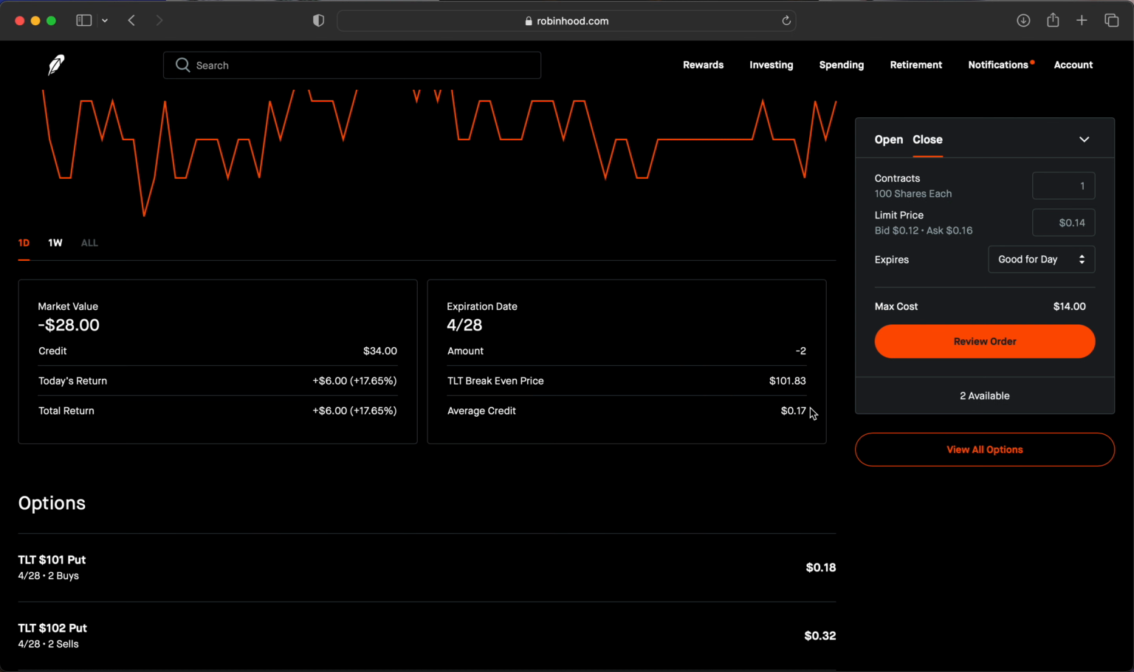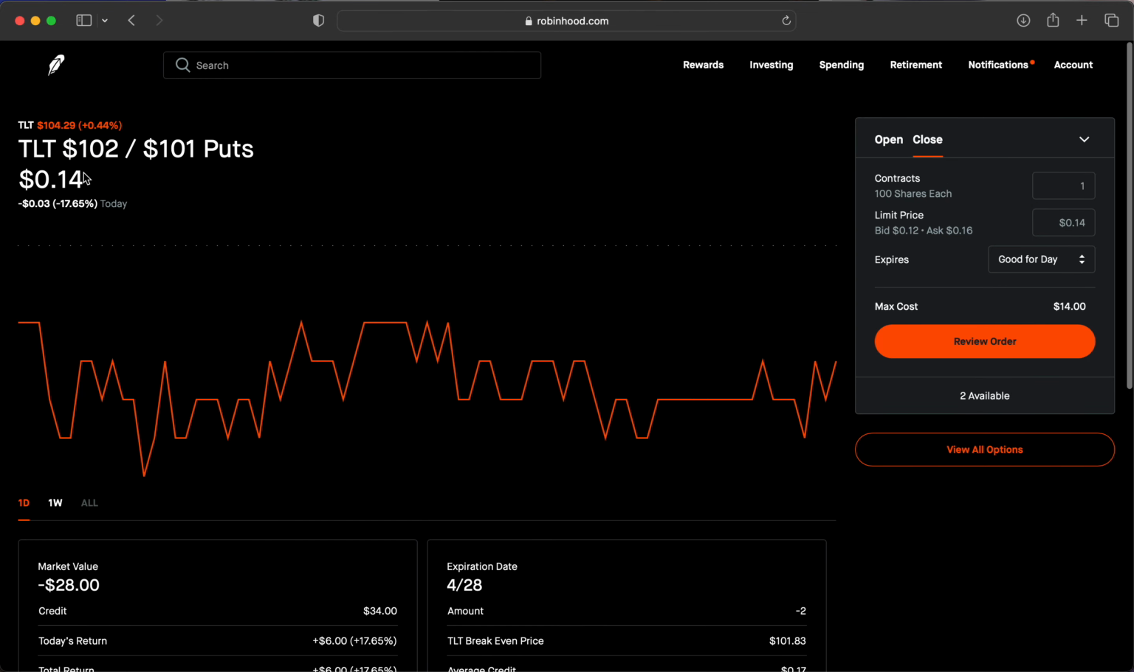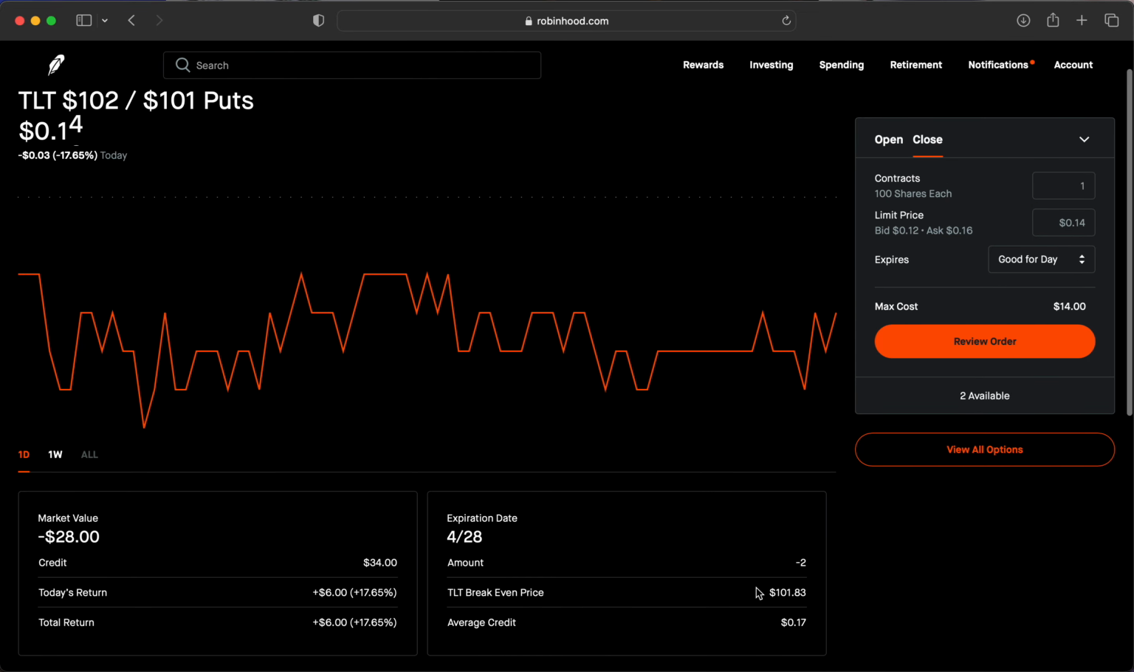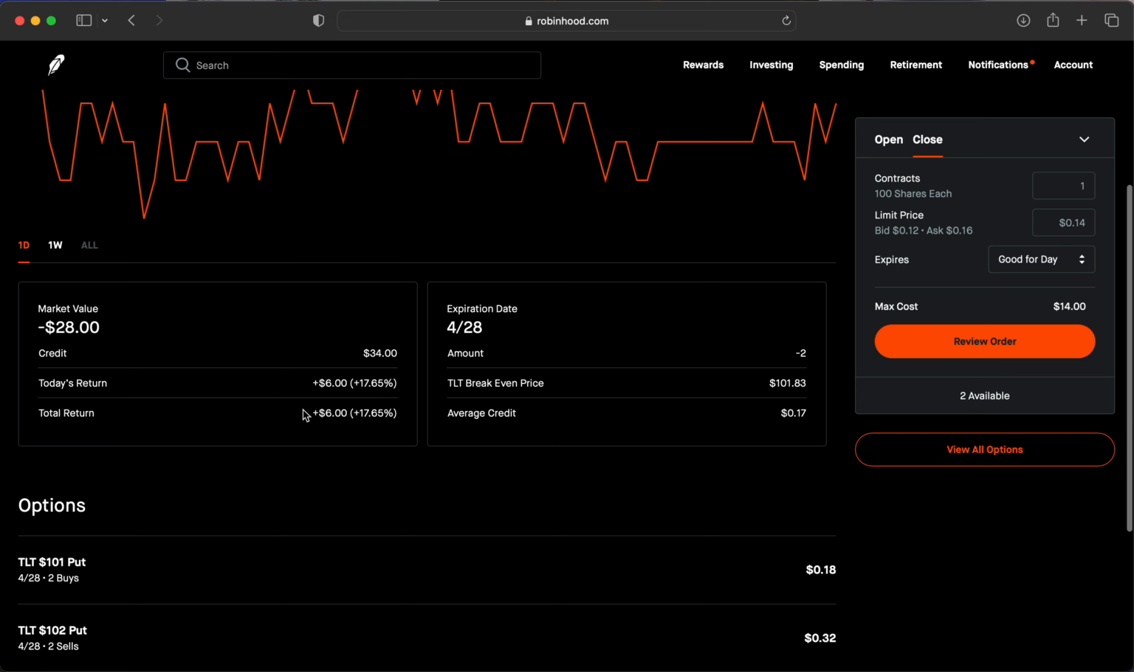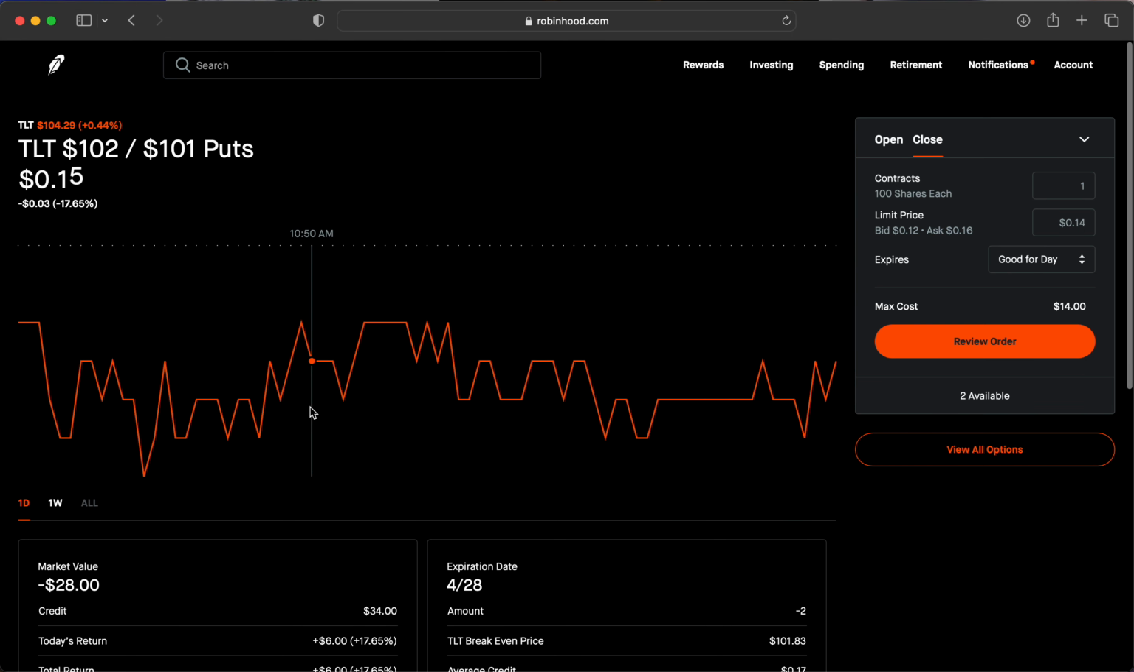What did I sell this credit spread for versus what is it trading at now, which you can see right here is going to be your max cost, or right here as well, 0.14. So I sold it at 0.17, currently trading at 0.14. So I've made 3 cents per spread and I have 2 spreads. So that's how I get this $6 here. Anyways, how do I exit this trade?